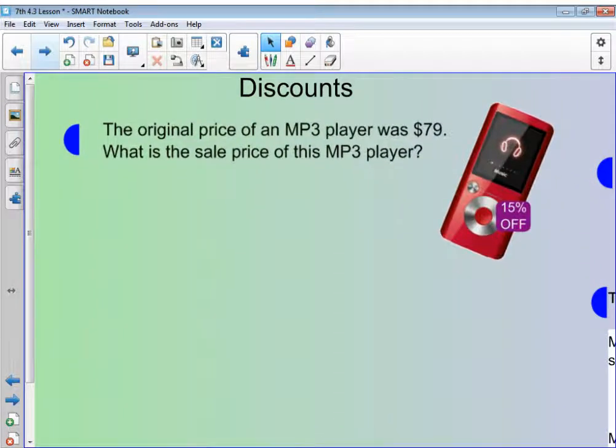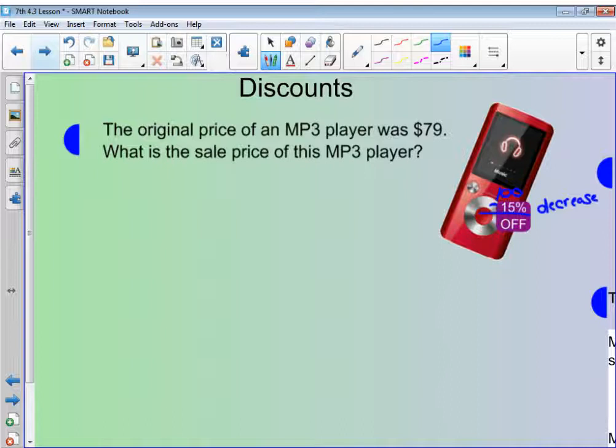All right, the original price of an MP3 player was $79. What is the sale price of this MP3 player? So we got 15% off, so that would be a decrease, okay, a discount. So my new percentage then would be if I took 100 minus my 15%, that's going to give me, what, 85%. So I'm going to pay 85%. Okay, so one method, I could do 0.85 times $79.